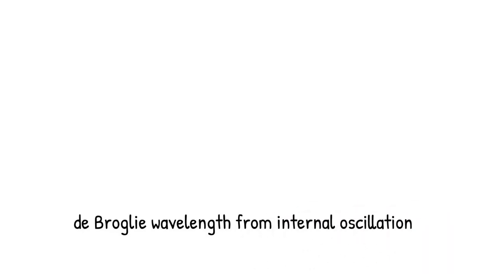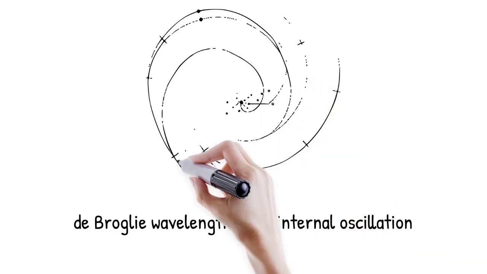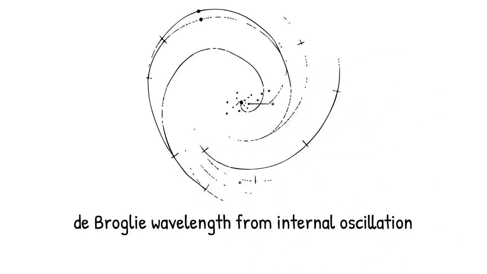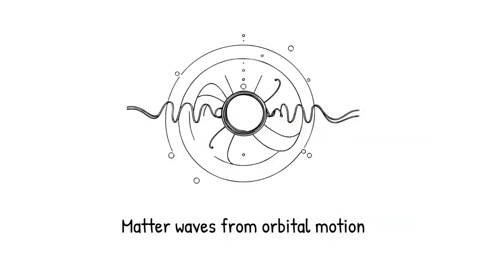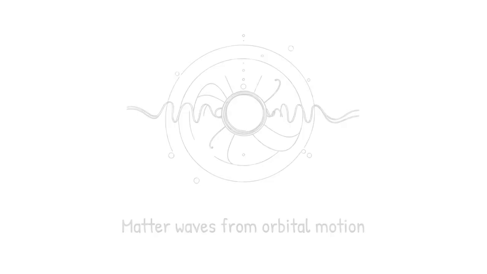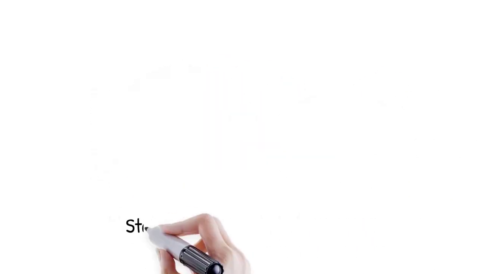The de Broglie hypothesis states that particles have associated wavelengths inversely proportional to momentum. If electrons follow circular or spiral trajectories, the projection of their path could define a wavelength matching this relationship. This would allow matter waves to arise from internal orbital motion rather than being abstract wave functions. Standing wave conditions could then explain quantization of energy levels naturally. It recasts wave behavior as an emergent spatial phenomenon, not a probabilistic abstraction.